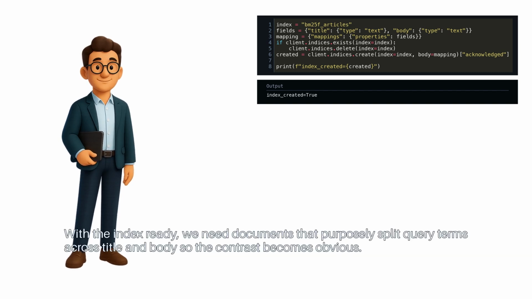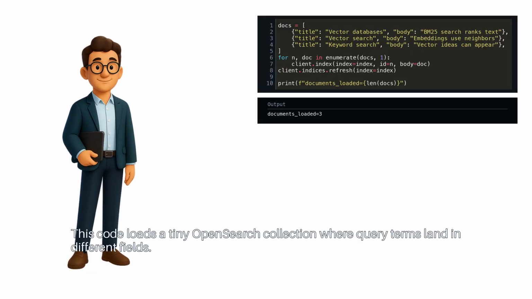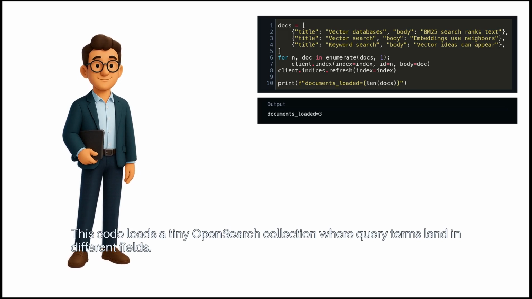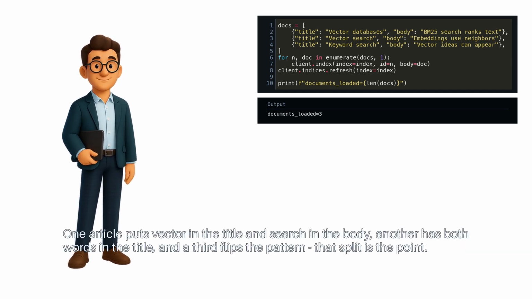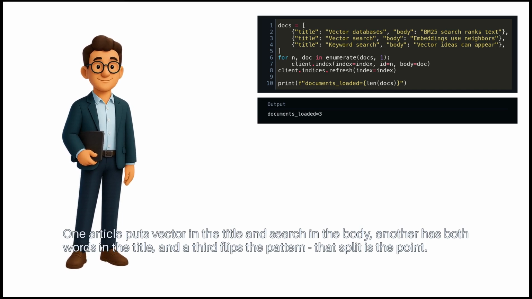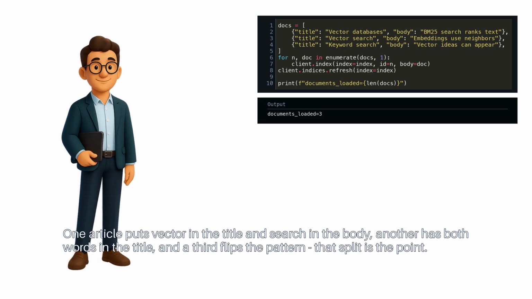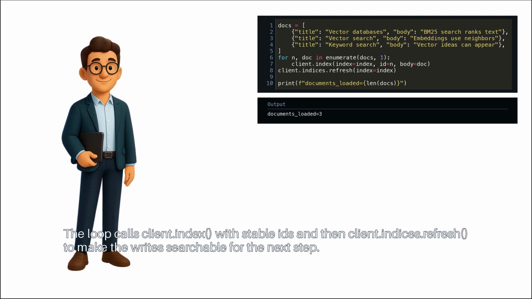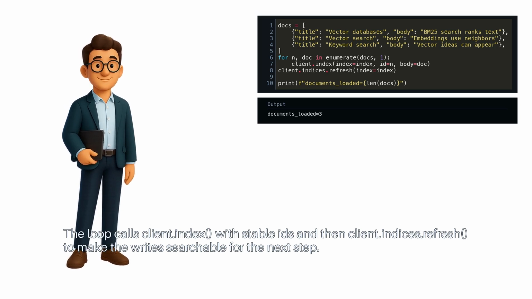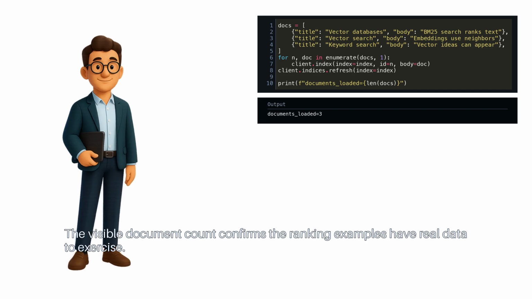With the index ready, we need documents that purposely split query terms across title and body, so the contrast becomes obvious. This code loads a tiny OpenSearch collection where query terms land in different fields. One article puts vector in the title and search in the body. Another has both words in the title, and a third flips the pattern. That split is the point. The loop calls client.index with stable IDs, and then client.indices.refresh to make the writes searchable for the next step. The visible document count confirms the ranking examples have real data to exercise.